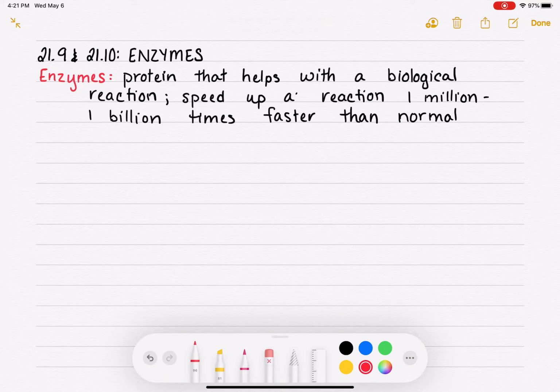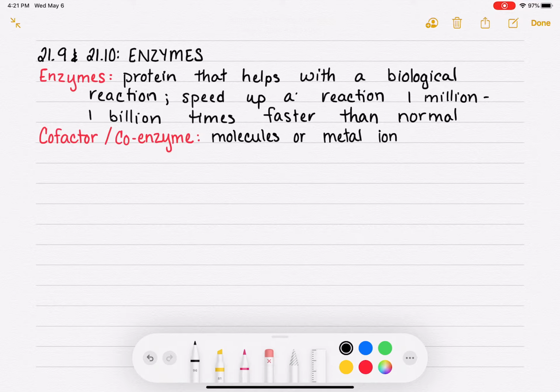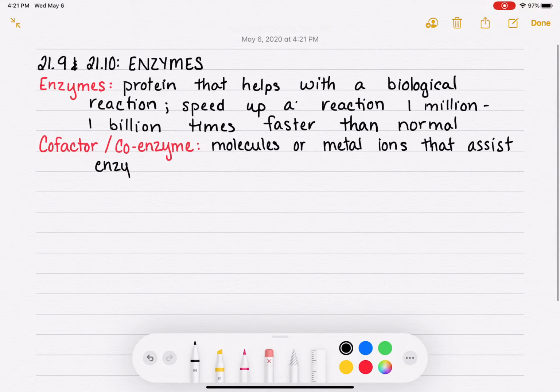We also have a substance called a cofactor, which is also called a coenzyme. And these substances, cofactors, are molecules, or sometimes they are metal cations, positively charged metal ions. And these guys are like the enzyme's helpers. So they assist enzymes in a variety of different ways to make them even more effective.